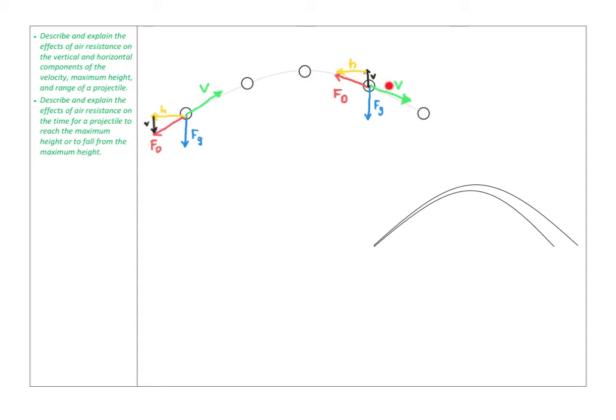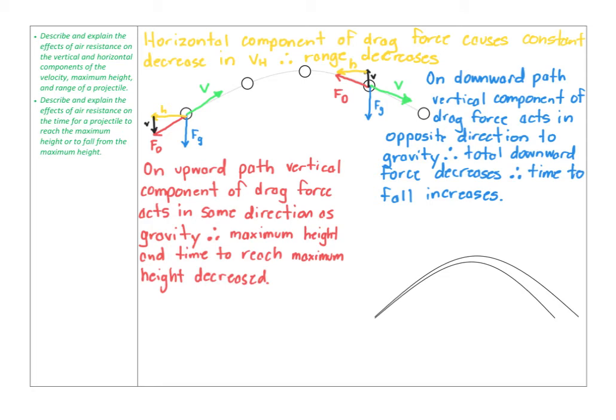But then on the way down, the vertical component of the drag force is in the opposite direction to the gravitational force. So it acts against gravity, so the object falls in the vertical direction slower. So if it falls in the vertical direction slower, that has the effect of increasing the time of flight on the downward path. So let me just pause for a sec and put that down in words. So how do we describe that all in words? Let me grab my cursor.